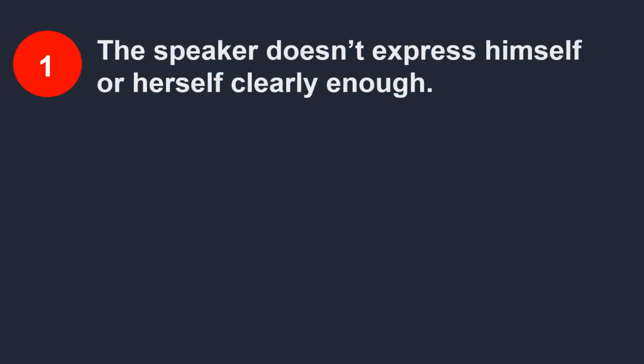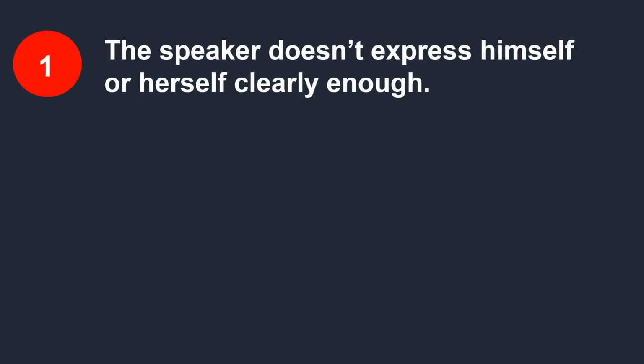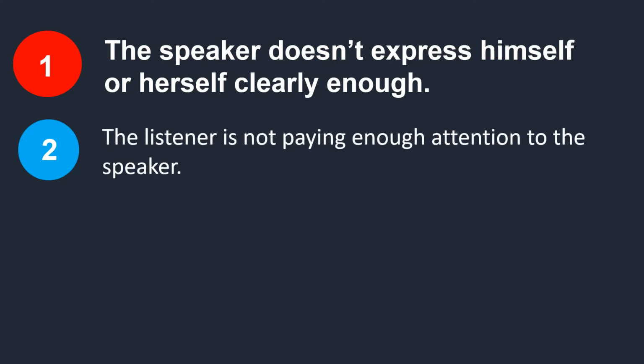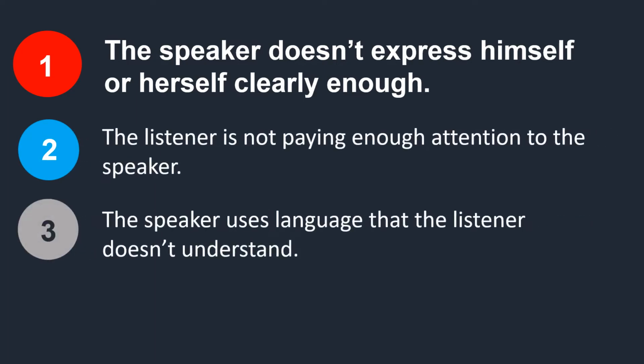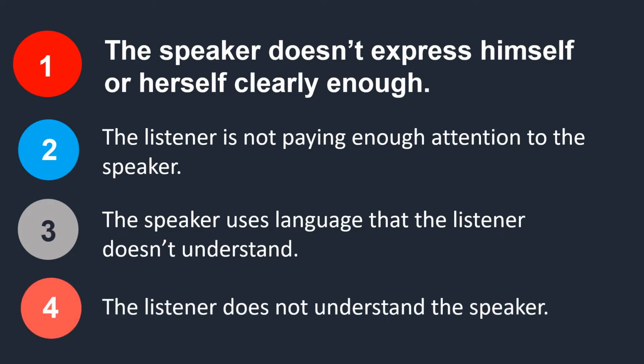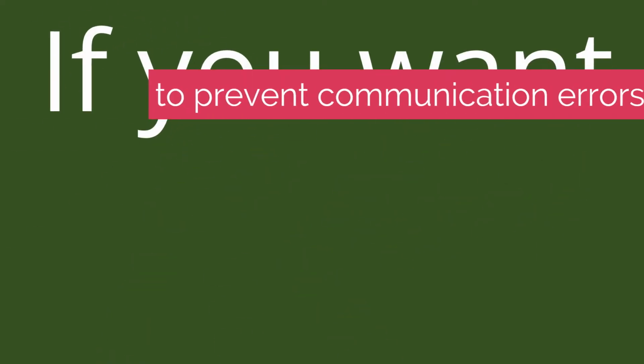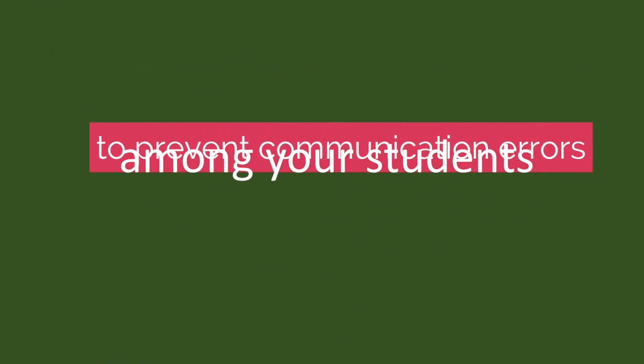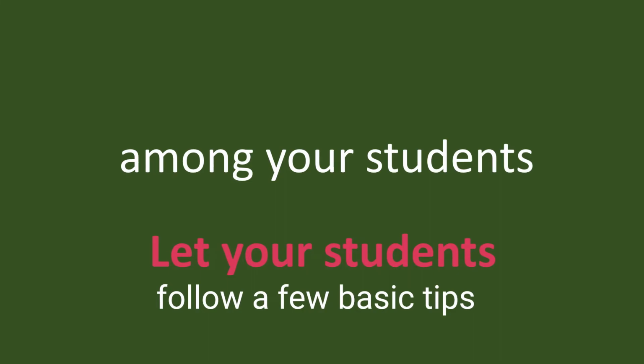1. The speaker doesn't express himself or herself clearly enough. 2. The listener is not paying enough attention to the speaker. 3. The speaker uses language that the listener doesn't understand. 4. The listener does not understand the speaker. If you want to prevent communication errors among your students, let your students follow a few basic tips.